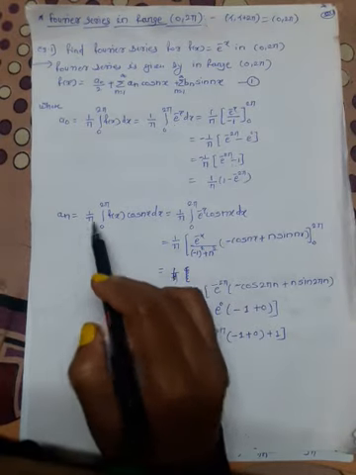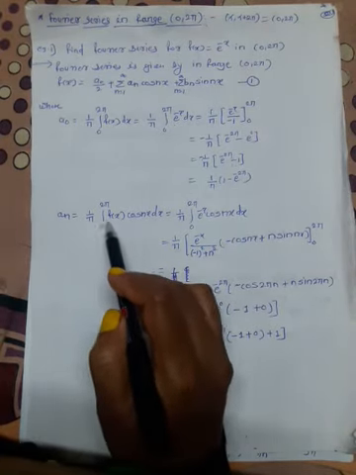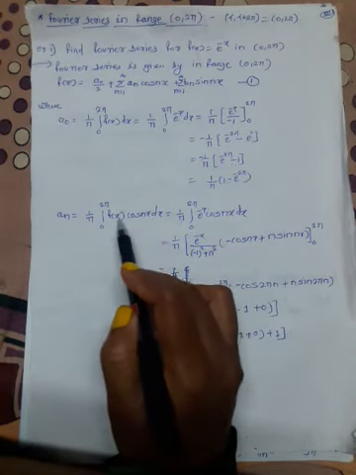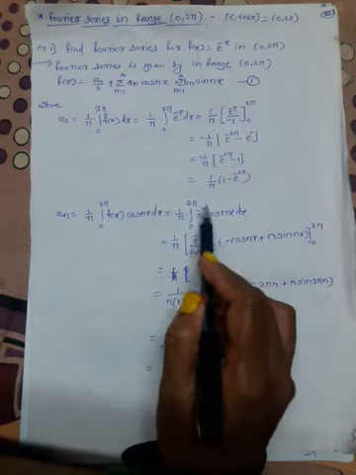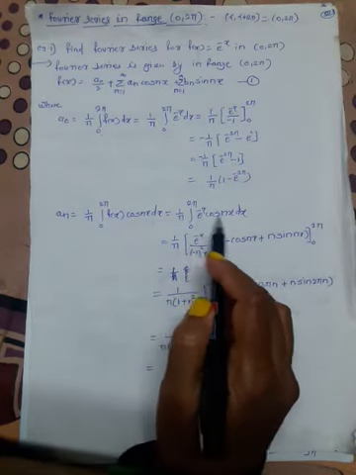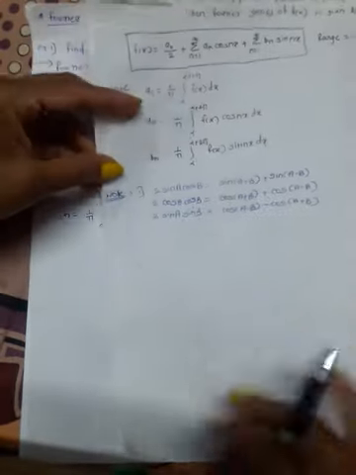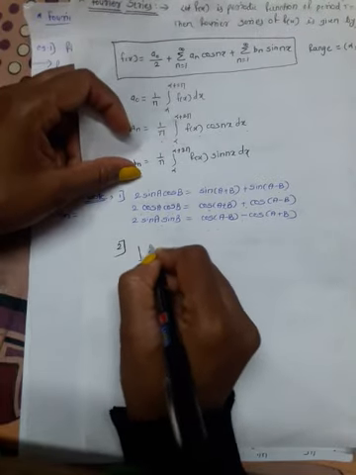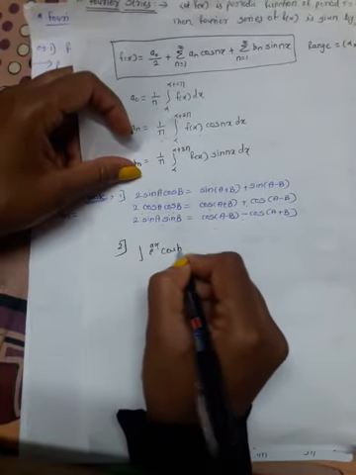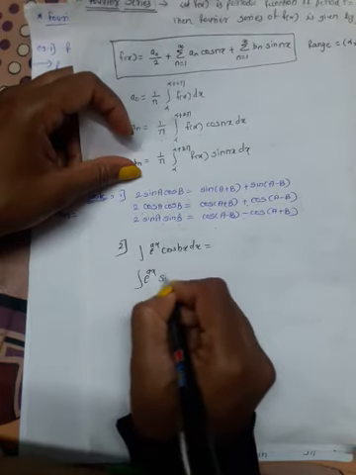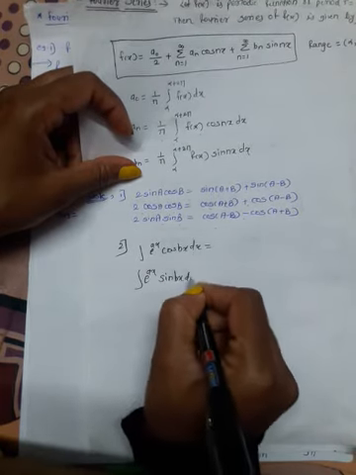Okay, next, an is 1 upon pi integration 0 to 2 pi f(x) cos nx dx. This is the formula for an. Now put the value of f(x) here, e raised to minus x. Now we know the formula of e raised to ax cos bx. You can write here, no problem: integration of e raised to ax cos bx dx and integration of e raised to ax sin bx dx.